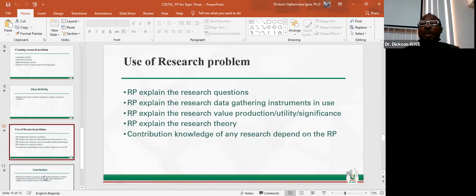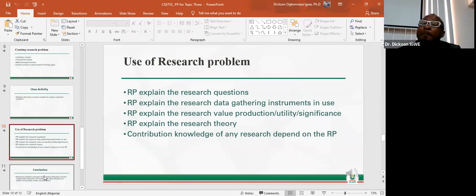From the research questions, you transpose them into your research objectives, the same way you transpose your research objectives into your literature review subthemes. Okay? So in this way, the flow of thought is coherent, logical, and sequential. Okay? So that is it. Research problem also explains the research data gathering instrument.